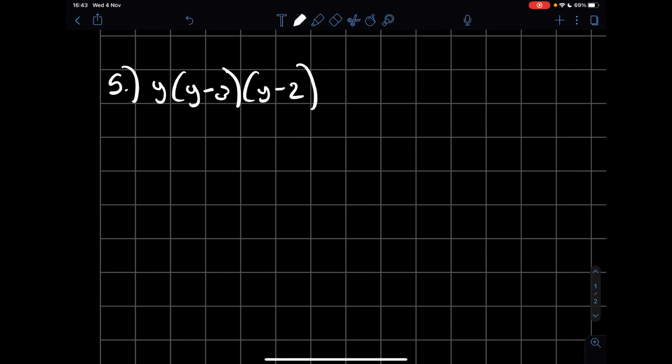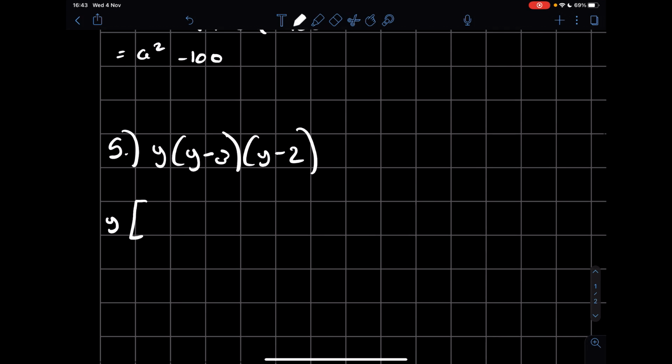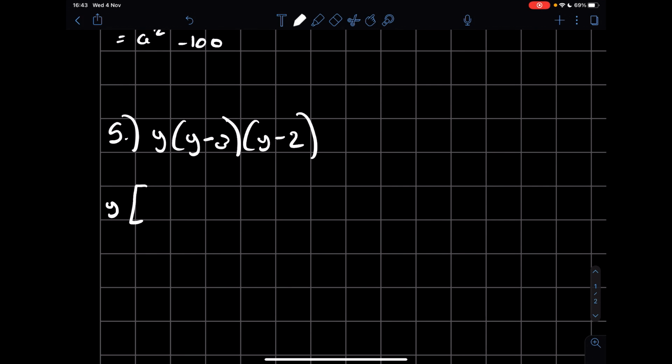Last one. y times y minus 3 times y minus 2. To make this problem simpler, we just do y and just put a square bracket, and just treat the y minus 3 and y minus 2 as just one of these questions that you know how to do. y times y is y squared. y times minus 2 is minus 2y. Then minus 3 times y is minus 3y. And then minus 3 times minus 2. Two minuses cancel out, which gives you plus 6.